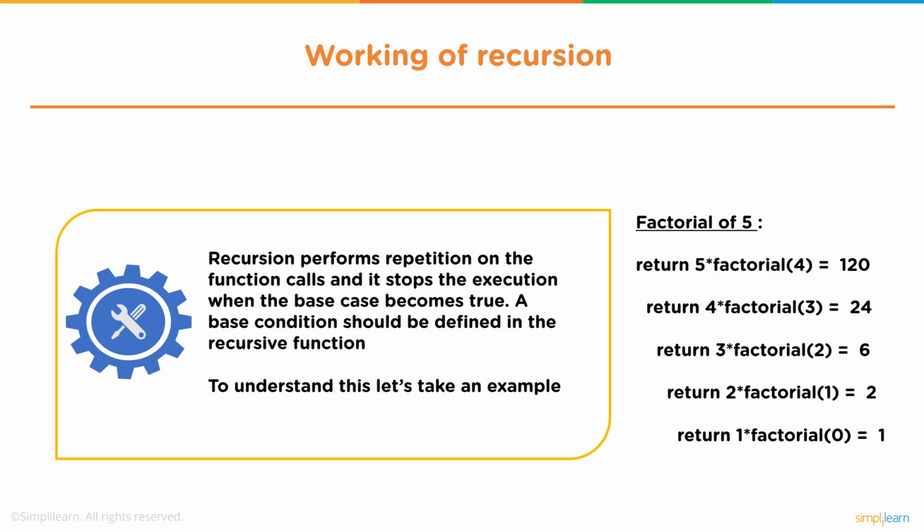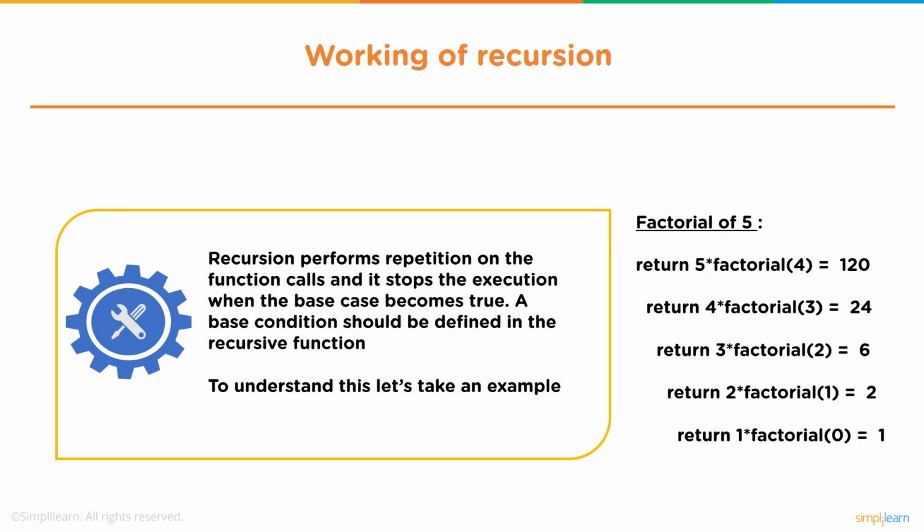For example, factorial of 5. In this problem, we can see a pattern, n into factorial of n minus 1. To be clear, n is 5, so n minus 1 is 4, and it is going on till n becomes 0. Here factorial is the recursive function and n minus 1 is the argument that is getting passed for every n into the recursive function. In this case, if n becomes 0 or 1, it is the base case, and n into factorial n minus 1 is the recursive condition.